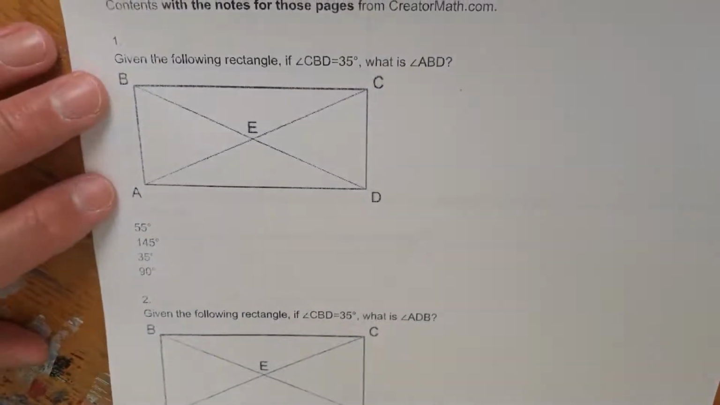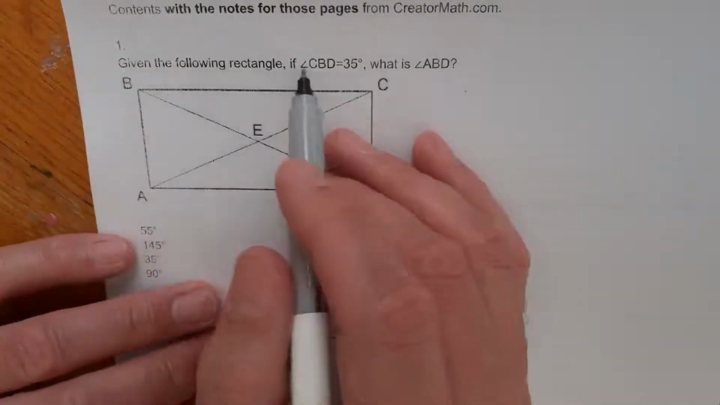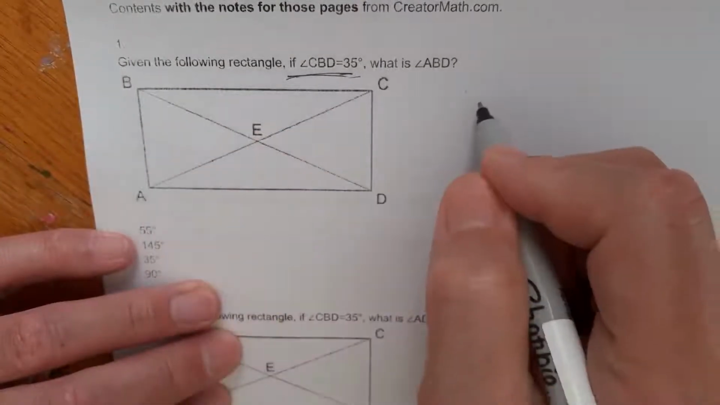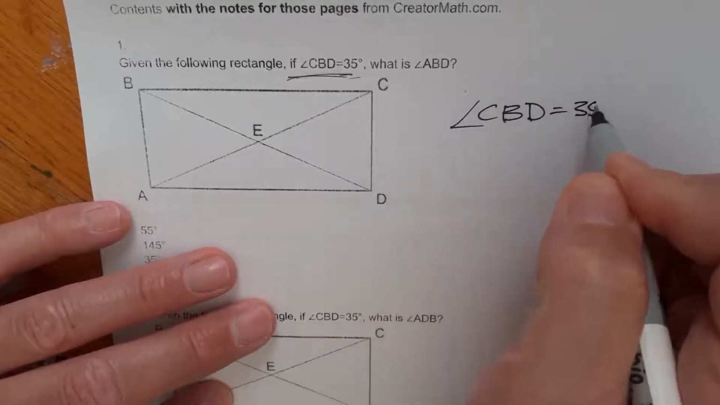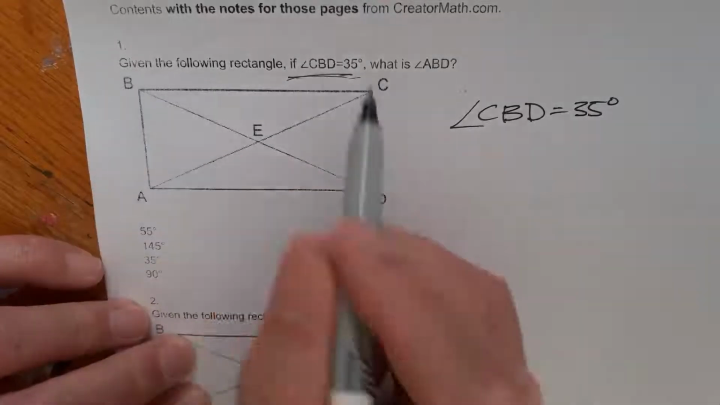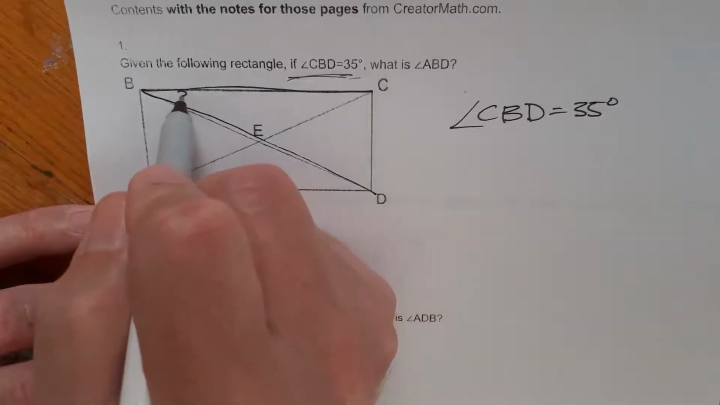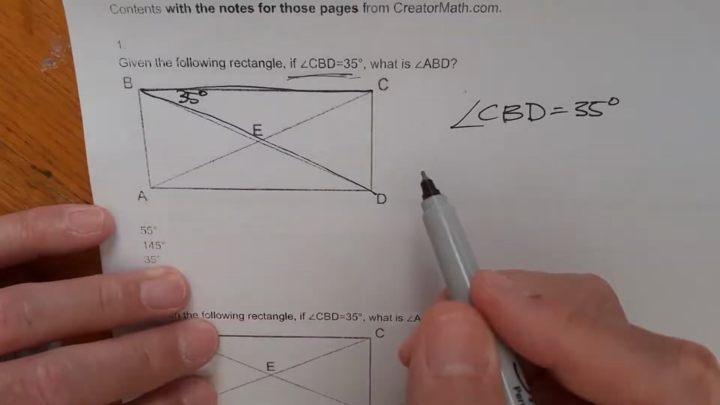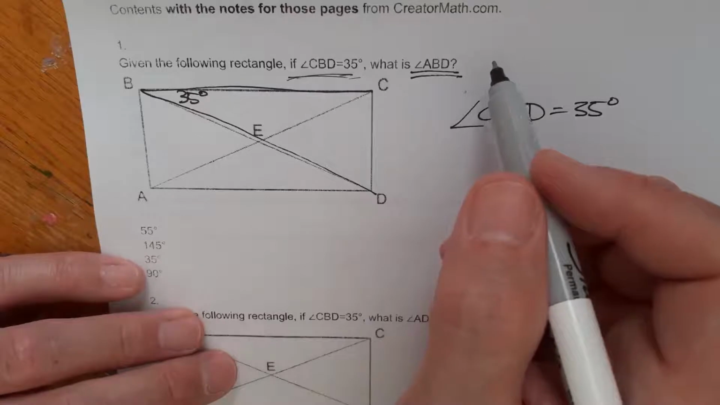So, first shape looks like a rectangle. It's telling us an angle measure. Remember, this symbol means angle, so angle CBD equals 35 degrees. We're going to track that out. Start with the C, find where B is, and D, and go like this. CBD. So they're talking about right here is 35 degrees. So what is angle ABD? So let's look here and go ABD.